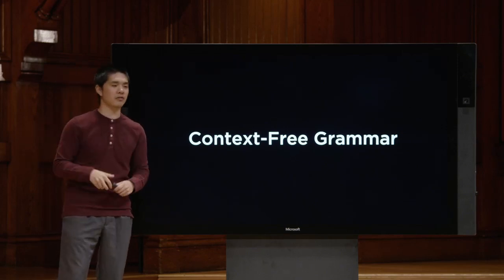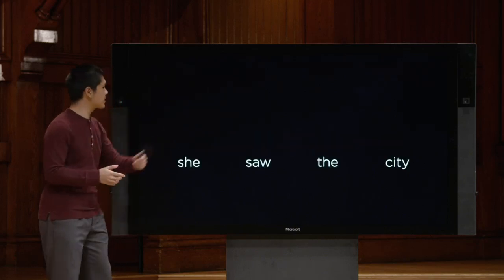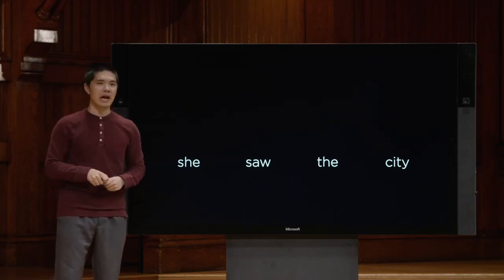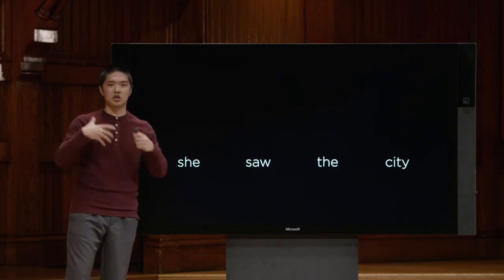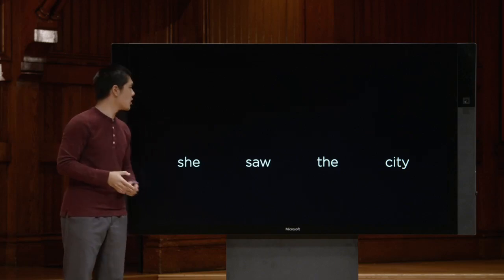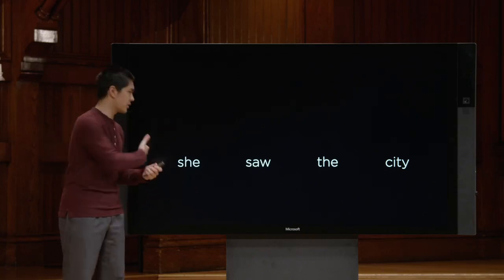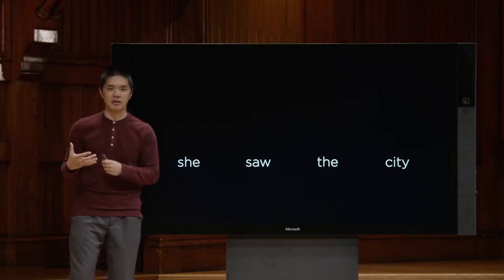So how does a context-free grammar work? Well, here's a sentence that we might want a computer to generate. "She saw the city." And we're going to call each of these words a terminal symbol. A terminal symbol because once our computer has generated the word, there's nothing else for it to generate. Once it's generated the sentence, the computer is done.